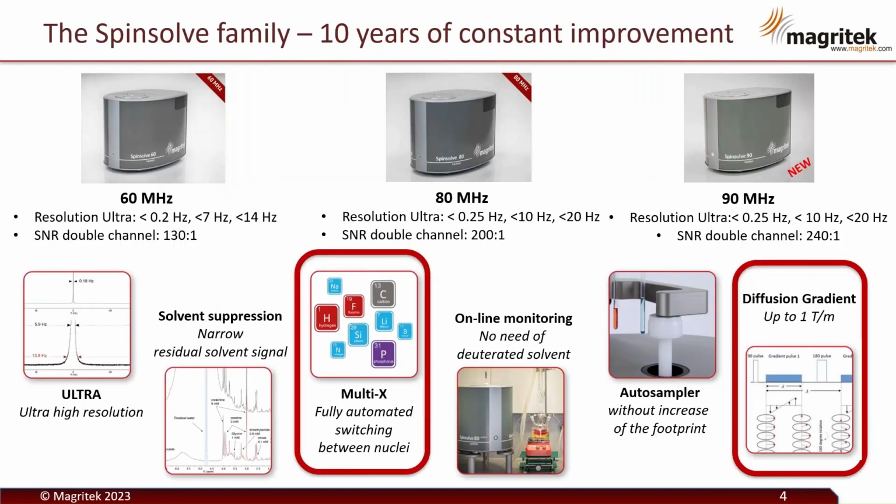To start, the Spinsolve has been on the market for over 10 years now, and therefore we have 10 years of constant improvement, as we now have 3 instruments, all of which can be utilized for these diffusion measurements, and they range in magnetic field strength from 60 all the way up to 90 megahertz. We have a wide range of add-ons as well. 2 of the add-ons that we're going to be discussing today are the Multi-X add-on, which allows for fully automated switching between nuclei to fully characterize complex mixtures, as well as diffusion gradients, which are needed to perform these experiments and go up to about 1 Tesla per meter in strength.